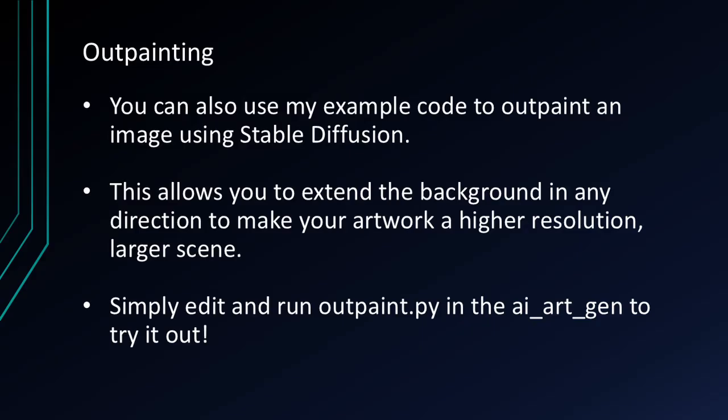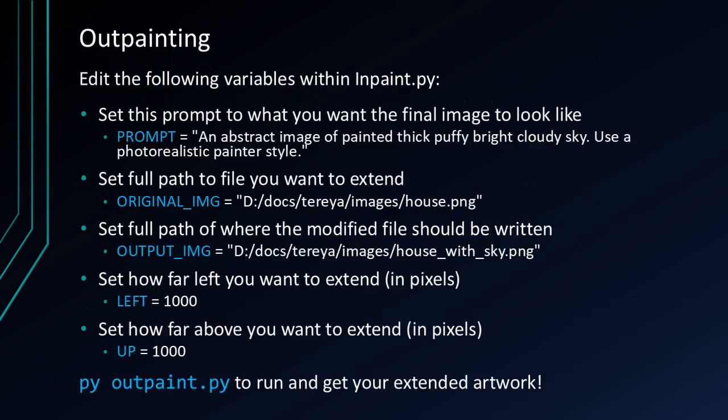My AI Art Gen project also contains example code to help you outpaint an image using Stable Diffusion. Outpainting is extending the background in any direction to make your artwork a higher resolution scene. To perform outpainting, simply edit the outpaint.py file and modify the following variables: prompt, original_image, img, output image, left, and up.